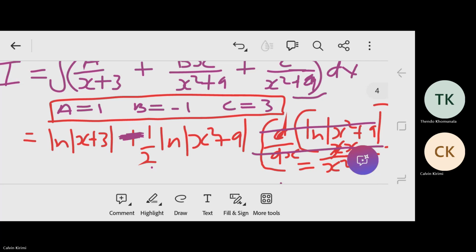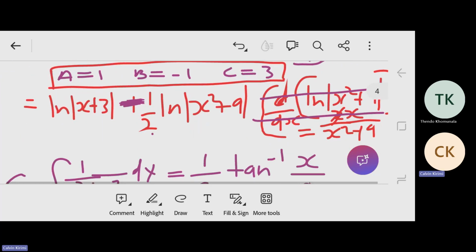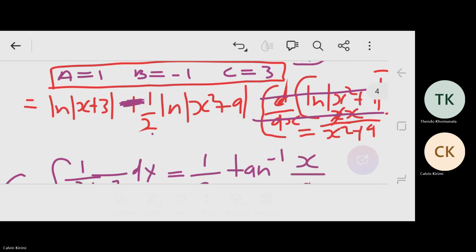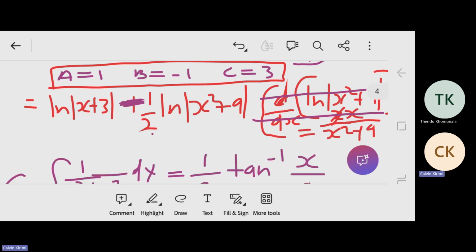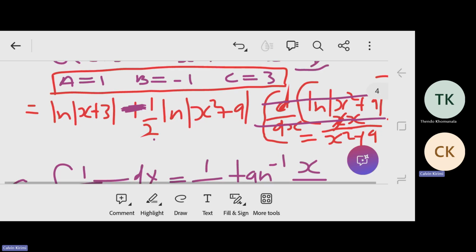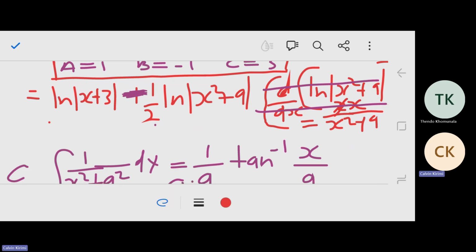Right? Then we are going to add the next answer, plus C. Since that one is going to cancel, then it's going to be plus arctan inverse of x over 3. Then don't forget to add plus C. So this is our answer.